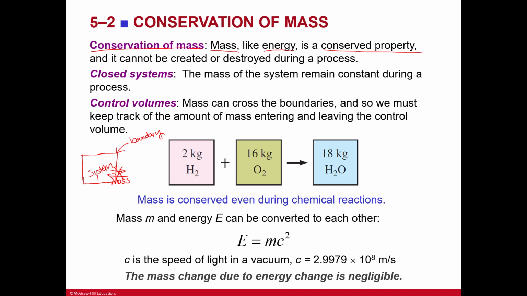So nothing coming in, nothing coming out. Control volumes: mass can cross the boundaries, and so we must keep track of the amount of mass entering and leaving the control volume. So if we have a control volume, so let's say we have a nozzle, and we have mass in and mass out, then this is our control volume, right? So mass can cross these boundaries because when we're looking at a system, remember, a system is just whatever we're looking at. That's all we're looking at.